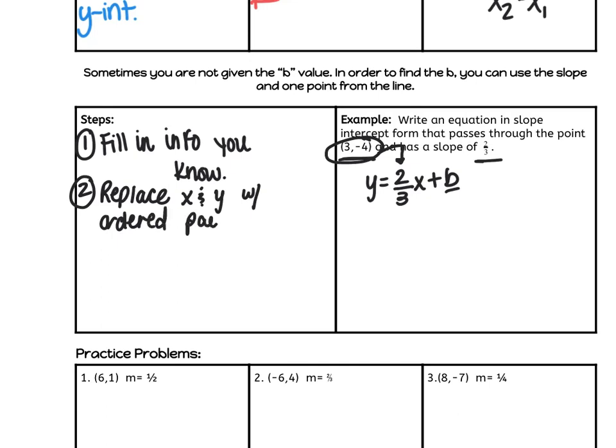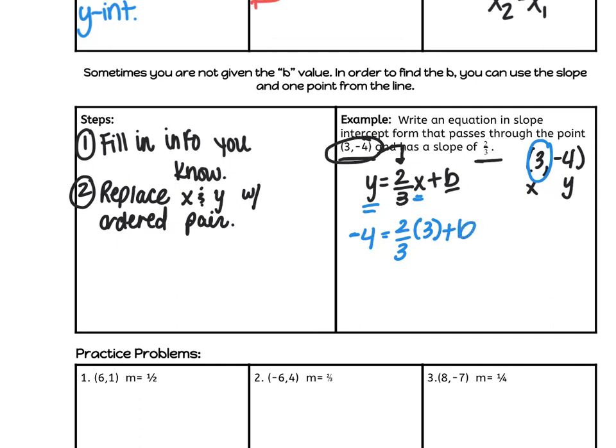Some of you are like, what does that mean? Well, you know in an ordered pair, the first number is your x value and your second number is your y value. So all I'm going to do is go to my equation, and wherever I see the y, I'm replacing it with negative 4 because my ordered pair has a negative 4 in the y place. Keeping the slope, replacing x with 3 because the x is a 3 in the ordered pair, still leaving plus b.